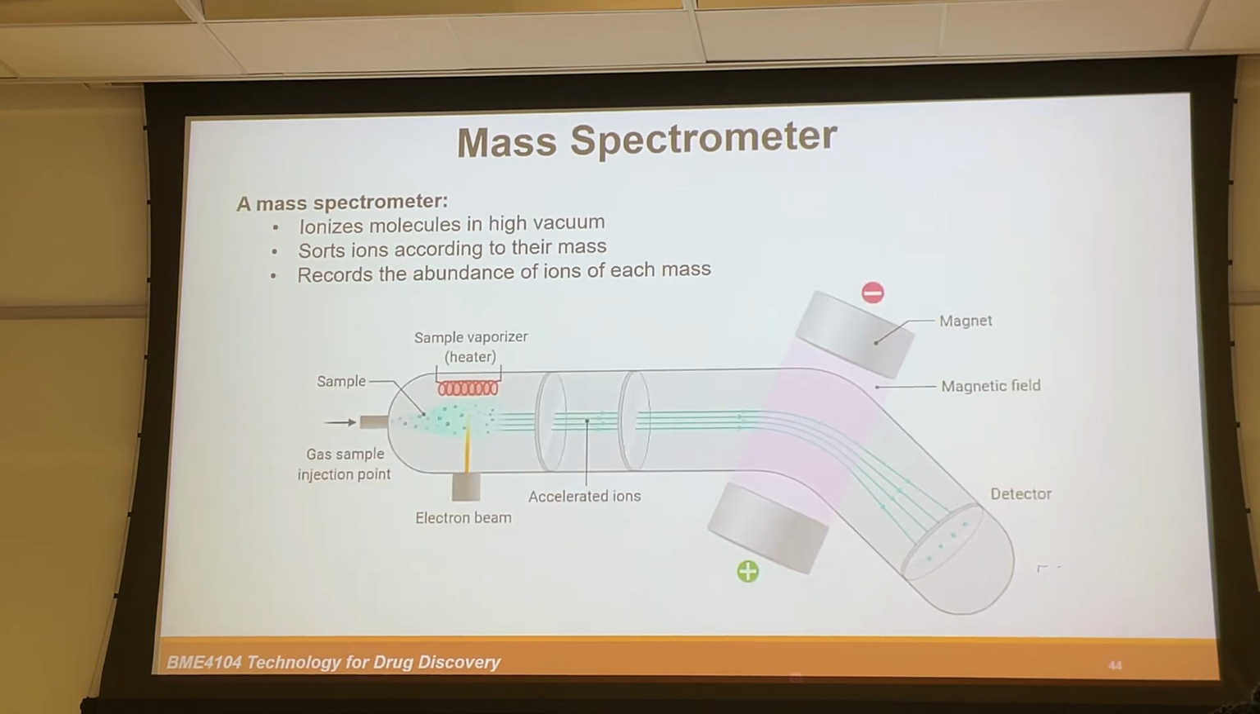So let's first look at how the instrument is built. As we said, we need to break up the molecules, the samples we want to analyze. First of all, the tiny samples are injected into these vacuum tubes, where they are ionized in the high vacuum. No matter what form the sample is in, solid or liquid, once it goes into this high vacuum tube, it is vaporized by heating.